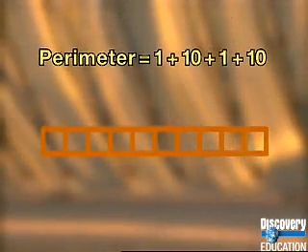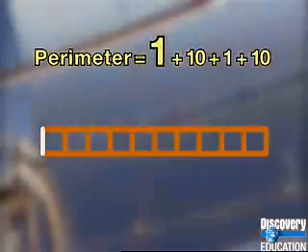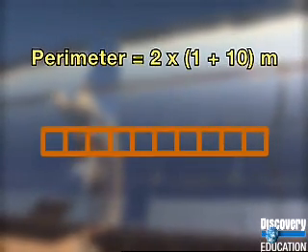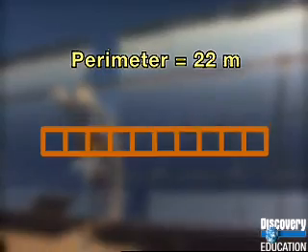But if there's 1 long row of panels, the perimeter would be 1 plus 10 plus 1 plus 10, or 2 times 1 plus 10, and that equals 22 meters. The area is the same, but the perimeter changes when the arrangement is different.